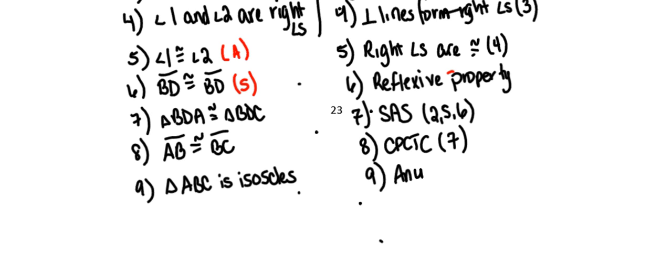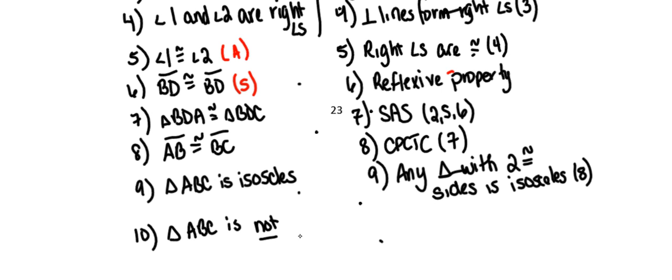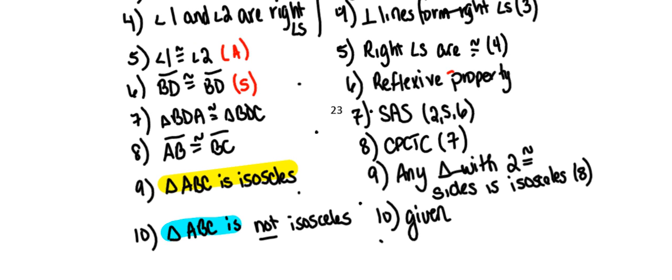And that's because any triangle with two congruent sides is isosceles. I'm given that triangle ABC is not isosceles. And therein lies my contradiction. In one statement, I'm saying this triangle is isosceles. In the next statement, I'm saying that it's not.